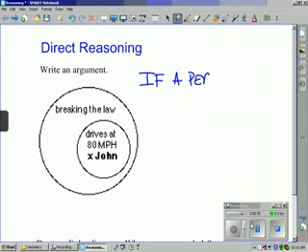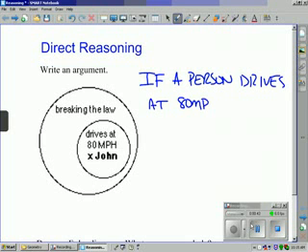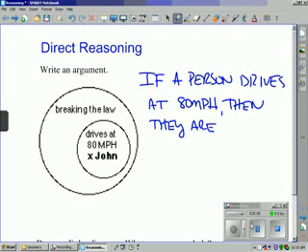So if a person drives at 80 miles an hour, is the beginning part of our conditional statement. The conclusion is the then part of our conditional statement, which in this case is the outer part of the Euler diagram, which is breaking the law. So then they are breaking the law.